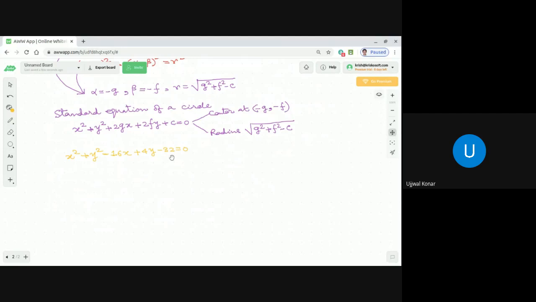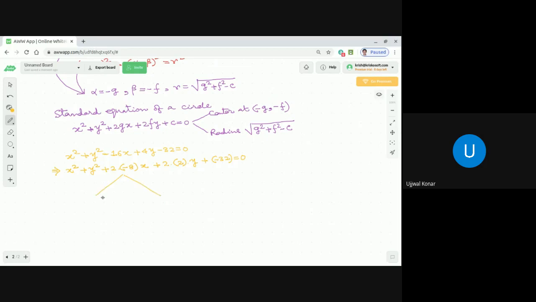So from here, how can we find its center? For that, we need to represent that equation in a little different, standard, proper form. So what is that proper form? x square plus y square plus 2gx plus 2fy plus c is equal to 0. Comparing, 2g is minus 16, and 2f is 4, and c is minus 32. So from here we understand what the center is.